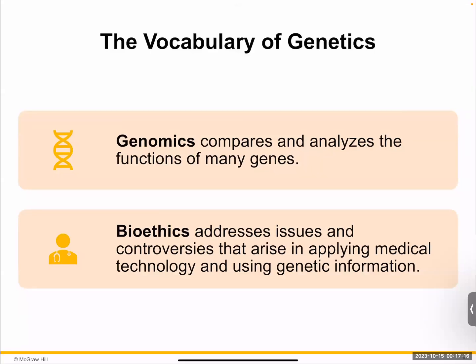Now, again, kind of reviewing this concept of genetics, some of the vocabulary we keep hearing right now, and I have mentioned it before, is the word genomics. So genomics is basically us comparing and analyzing the function of many genes, what those genes basically do in our body. Why do I have that gene in the first place? Why is it active in some cells and not active in other cells?